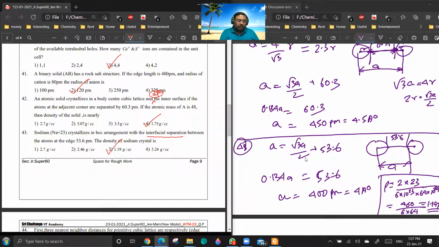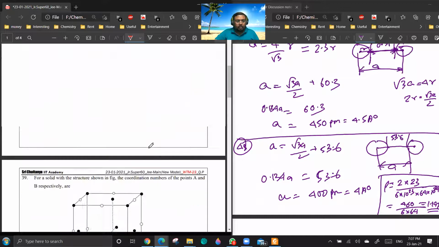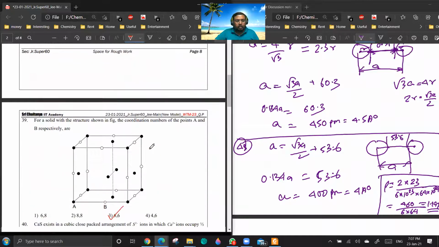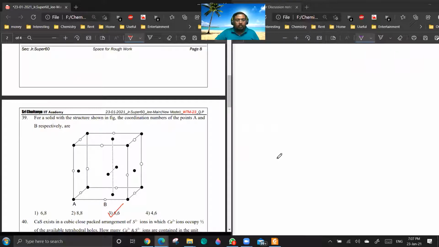Other than that, any other doubts in this paper? Can you explain 39, please? Coordination numbers of point A and B. Now you see A. So this is like an FCC unit cell or NaCl type of structure. So this is the chloride ion.